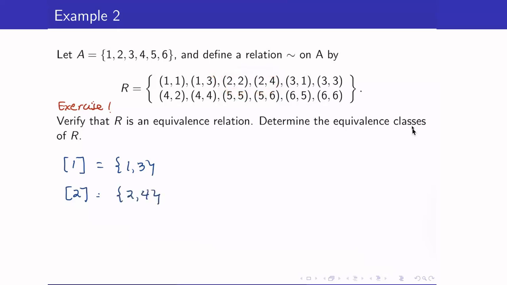What about the equivalence class of 3? What are the elements which are equivalent to 3? We have 1 and 3, and that is precisely this set. So this is also the equivalence class of 3. What about the equivalence class containing 4? It will be this one. The elements that are related or equivalent to 4 are 2 and 4. And this is exactly this set. Similarly, we can check that the equivalence class containing 5 would be the set containing the elements 5, 6. And this will also be the equivalence class containing 6.